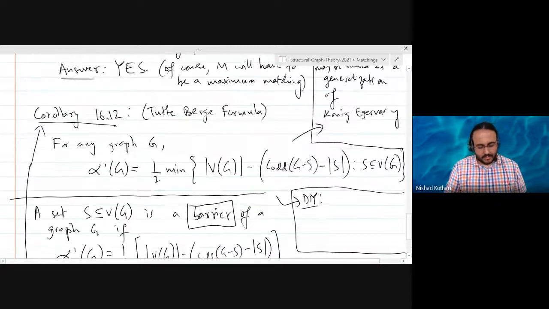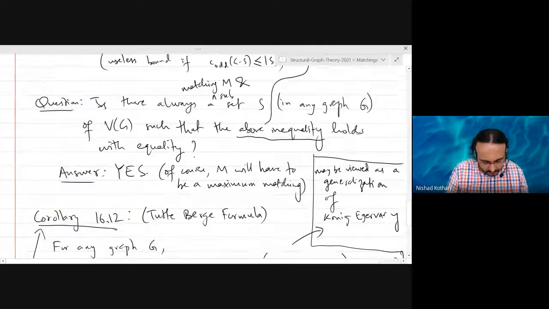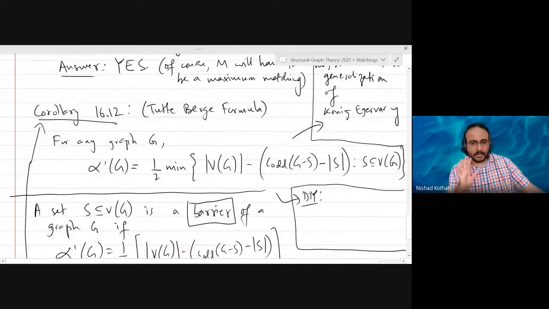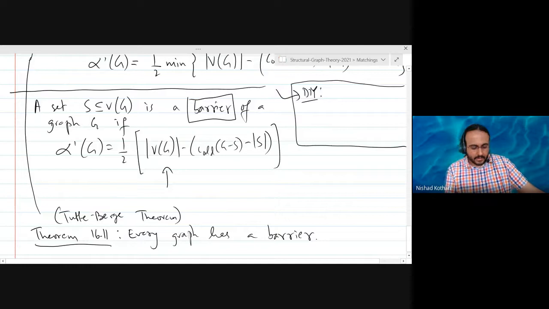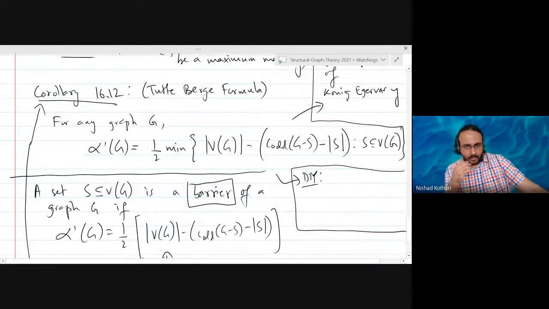All right, good. Are there any questions or concerns at this point? Is it clear what a barrier is? Is it clear why the Tutte-Berge theorem, as stated here, immediately implies the corollary, the Tutte-Berge formula?